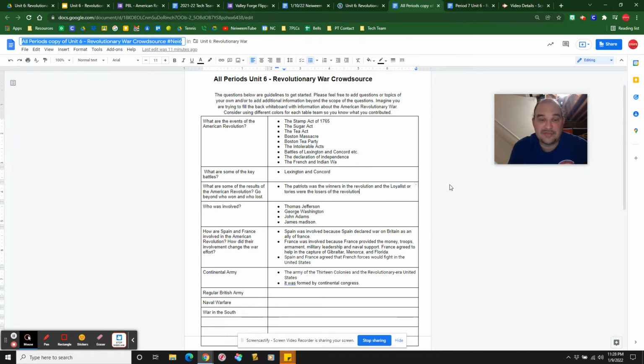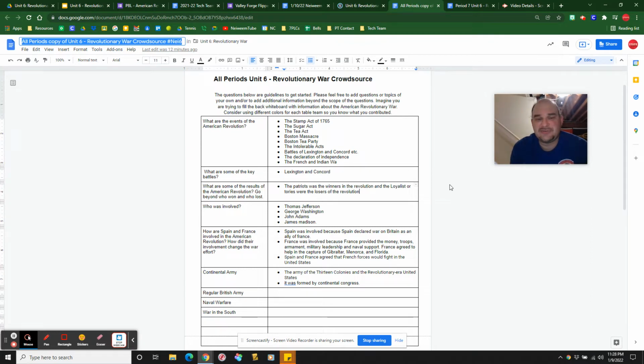What are some of the results of the American Revolution, and go beyond just who won and lost? What we have here is just who won and lost. The Patriots won, the Loyalists or the Tories lost. But the long-term results: it leads to the French Revolution, it leads to the United States becoming their own country, establishing their own government. And actually, we'll get into it later, it leads to the War of 1812, which, like I said, we'll get into later.